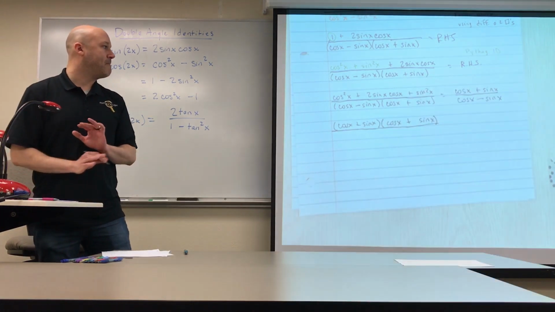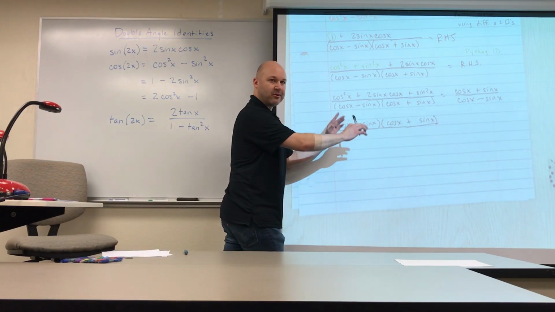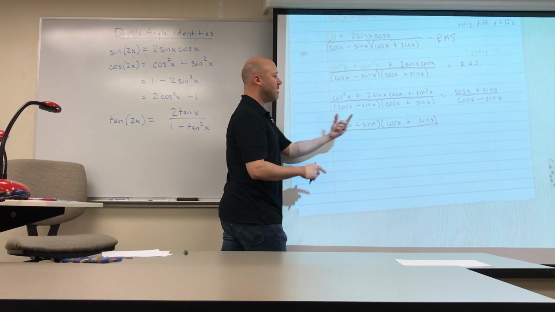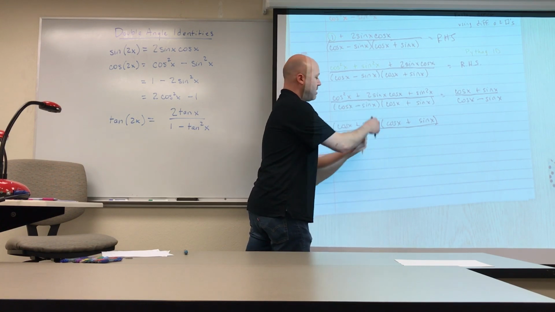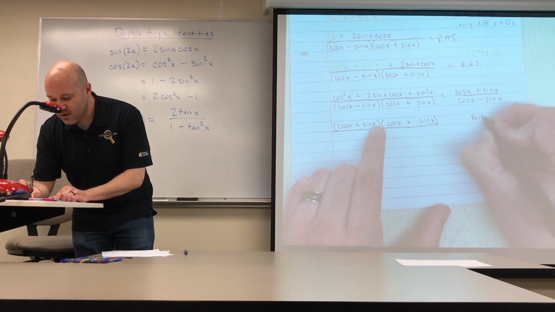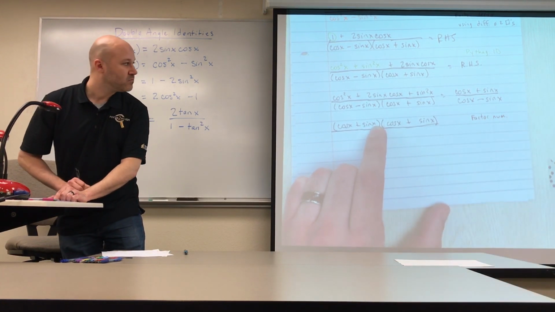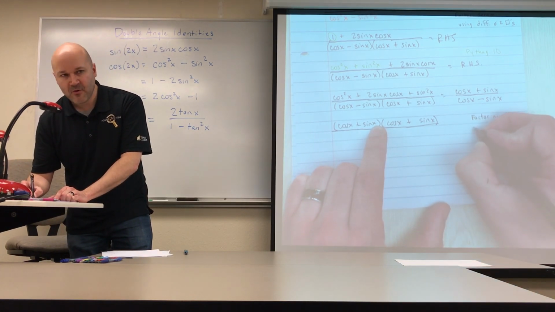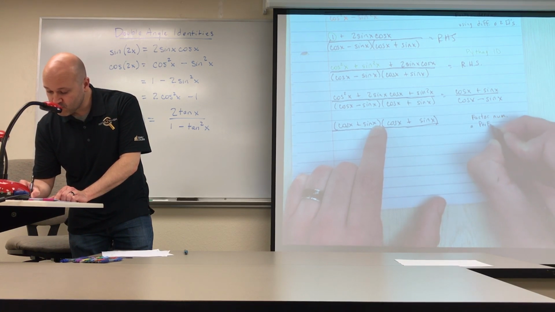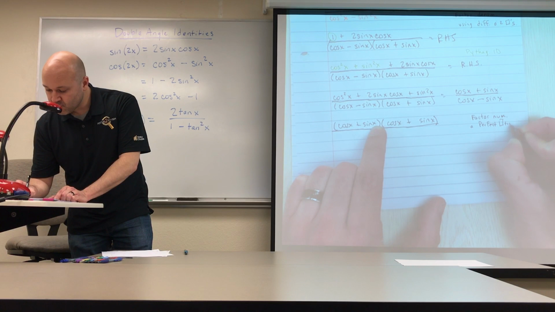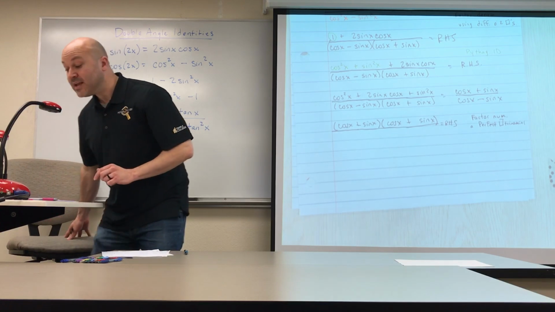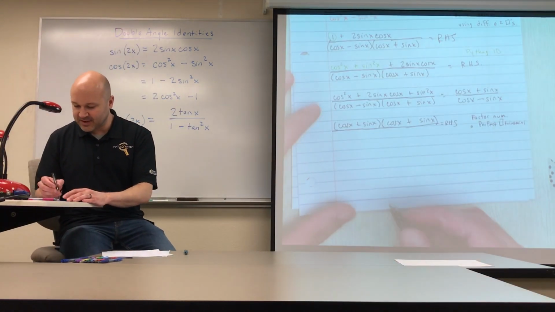Now I'm just going to make sure that works. Foiling it out, or massive distribution. Cosine times cosine is cosine squared. Cosine times sine is a cosine sine, plus another cosine sine is 2 cosine sine, plus sine squared. Perfect. So I factored the numerator. It just happens to be the perfect square trinomial. And I'm just going to recopy the rest of this verification.